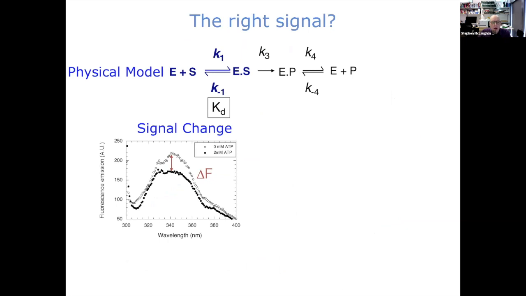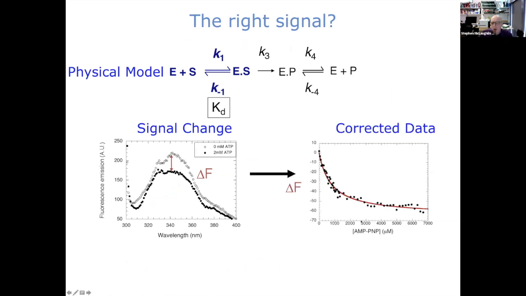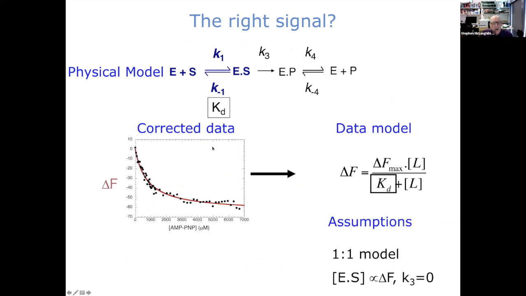Okay, here's an example of an enzyme that bound a substrate, and with fluorescence, we could see that when it bound ATP, there was a decrease in the fluorescence signal, and we wanted to find out what the binding constant was. So we could correct the data here, and this is against non-hydrolyzable ATP. As we increased it, the decrease went down, it was saturated. And so then I'm going to fit this data. This is the data model here. And we're going to fit the fluorescence change, again, to get the KD.